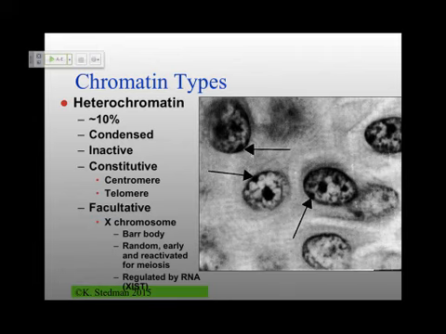As far as we can tell, it's a random process in terms of which X chromosome gets inactivated during development. And when you undergo meiosis, each of the cells divide.